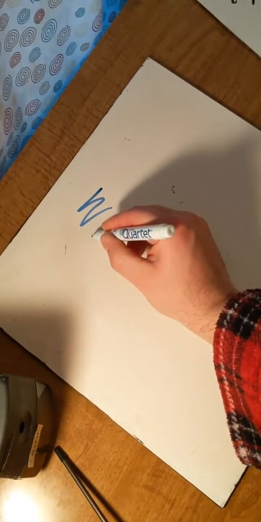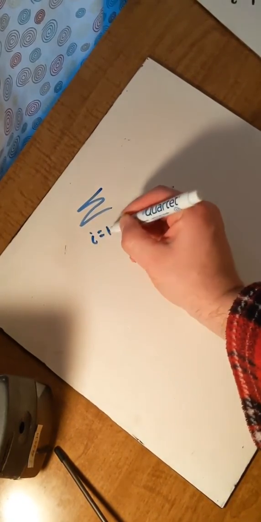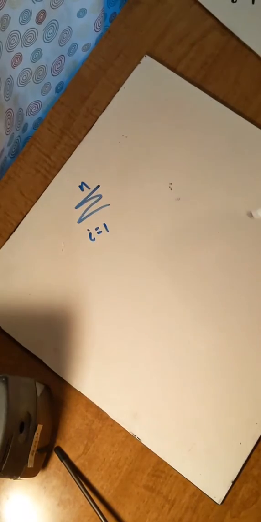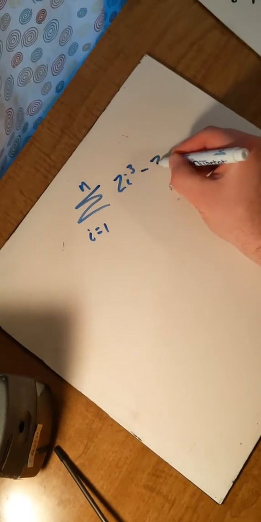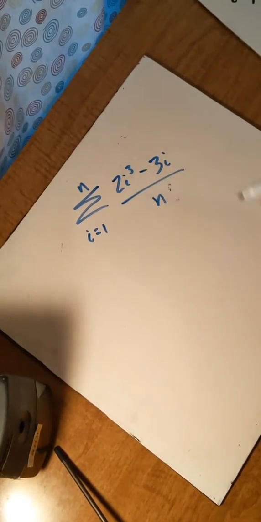Okay, here we go. Last question, which there's 4 of them, but they all work together. So same type of thing going on here. We got the summation i equals 1, and we're going to n. And it's going to be 2i cubed minus 3i over n to the 4th.